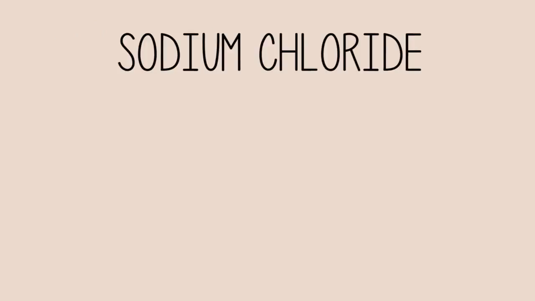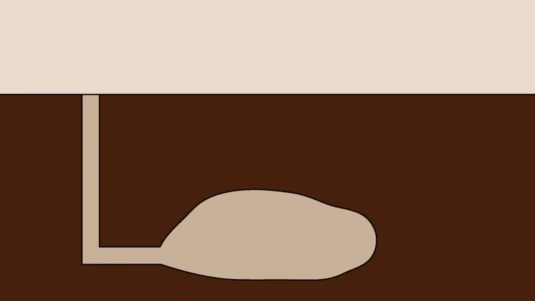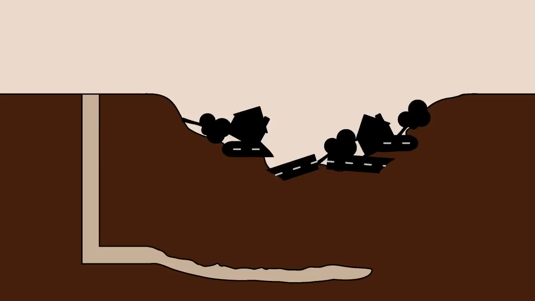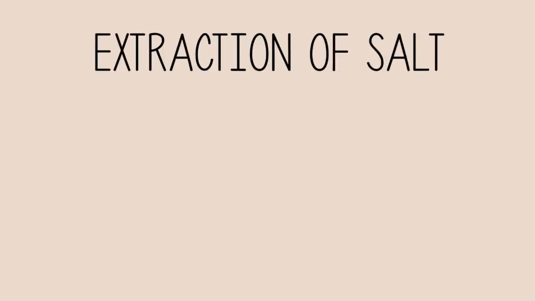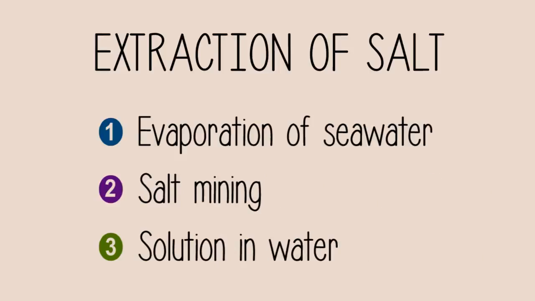Sodium chloride, being one of the world's most common substances, is extracted from the earth on a massive scale. However, we must still consider the environment and the consequences of these mass extraction processes. In summary, there are three main methods to extract sodium chloride on an industrial scale: evaporation of seawater, salt mining, and solution in water.